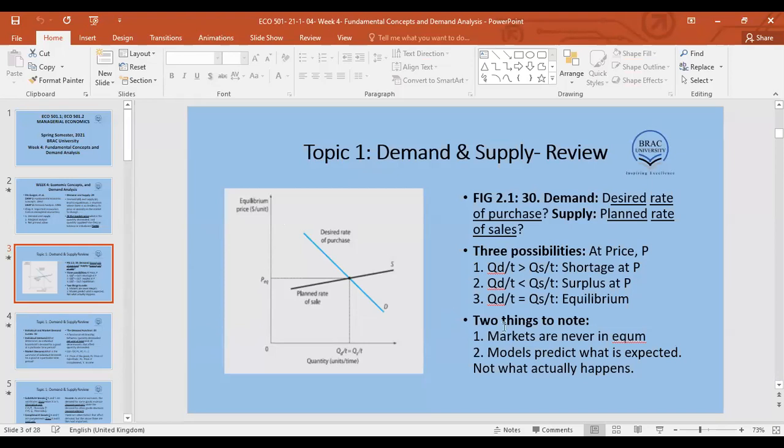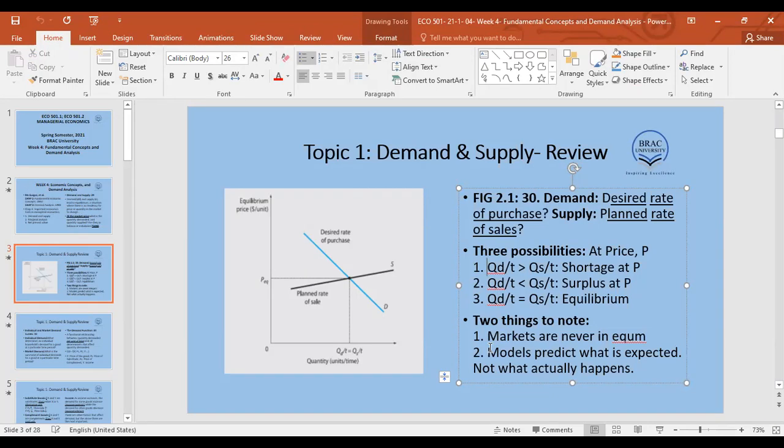And then we said that there are 3 possibilities. If demand is more than supply at a particular price, then there's a shortage. If there is a shortage, price has a tendency to increase. If demand is less than supply, that means supply is more, so there's a surplus in the market. If there's a surplus in the market, prices tend to fall. And the last possibility is that demand is equal to supply at a particular price, which is equilibrium.